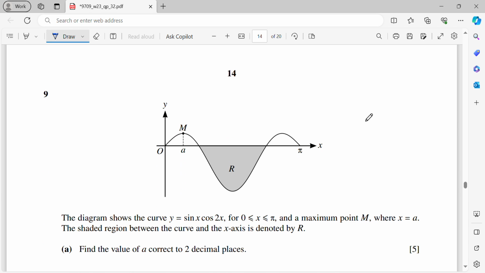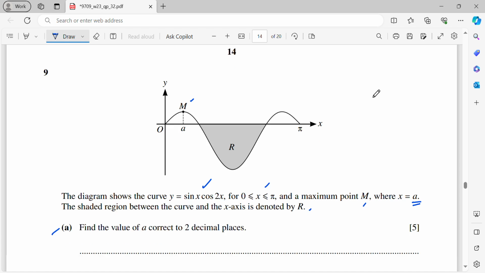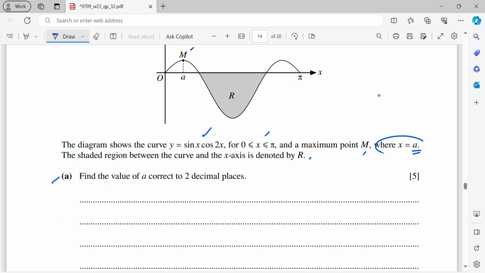Okay, next question, number 9. The diagram shows the curve y equals to sine x cos 2x for x between 0 and pi, and the maximum point M, whereby the x equals to a. The shaded region between the curve and the x-axis is denoted by R. Now a, find the value of a correct to 2 decimal places. So now my a is the x-coordinate of the maximum point. So maximum point is found when dy/dx equals to 0 first. That means a stationary point.